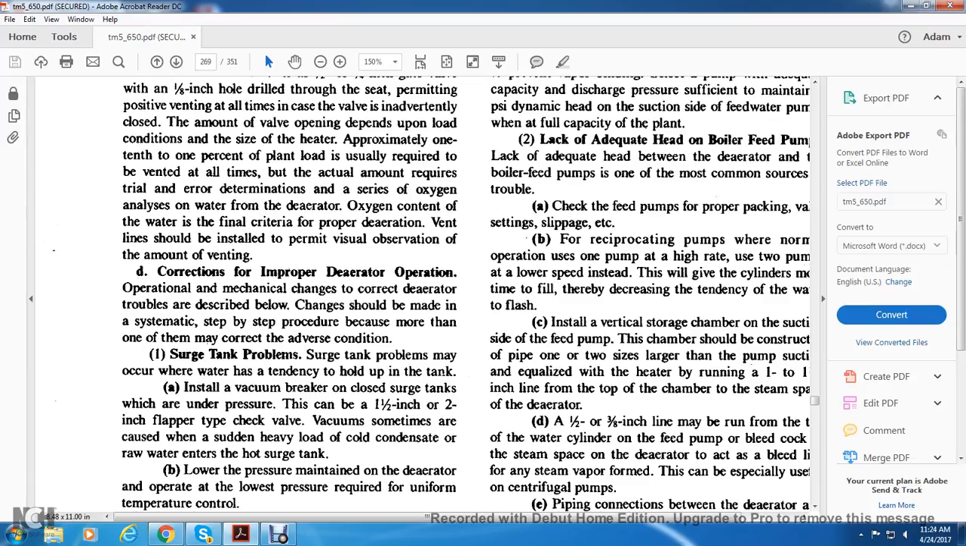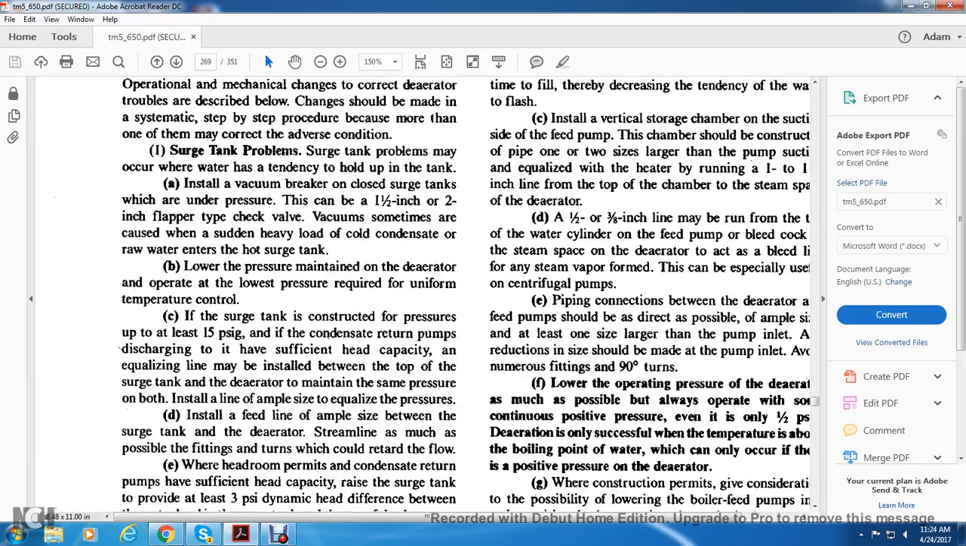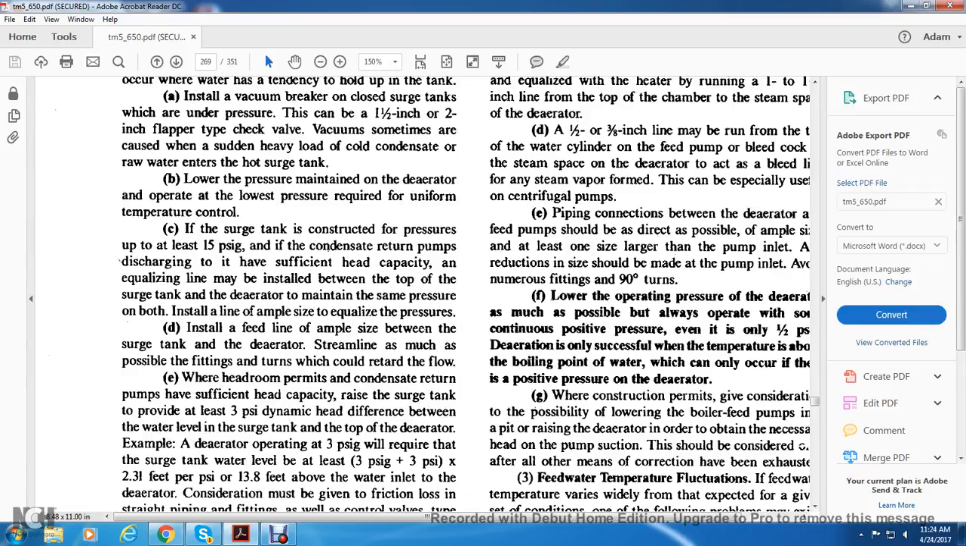1. Surge tank problems. Surge tank problems may occur when the water tends to be held in the tank. A. Install a vacuum breaker that opens the surge tank when under vacuum. This can be a 1 to 1.5 inch, or 2-inch, flapper type check valve. Vacuum is sometimes caused by a sudden heavy load, when cold condensate or raw water enters the hot storage tank. B. Lower the pressure maintained in the deaerator, operating at low pressure with uniform temperature control.